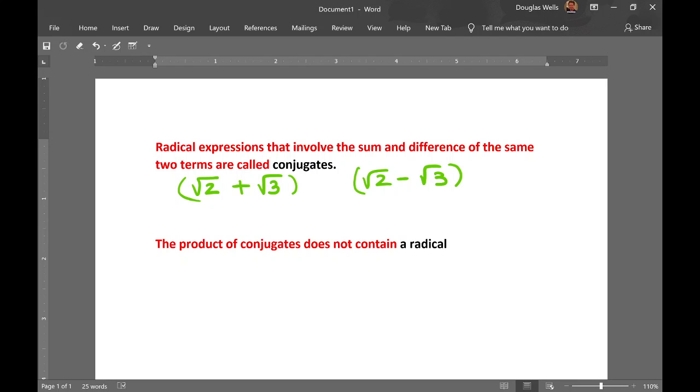Let's do one more example. What if I have square root of 5 minus 11? The conjugate of this radical expression is square root of 5 plus 11.